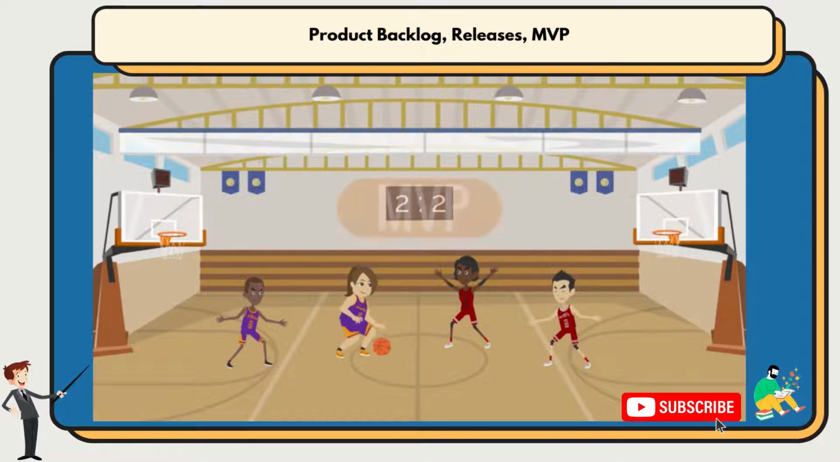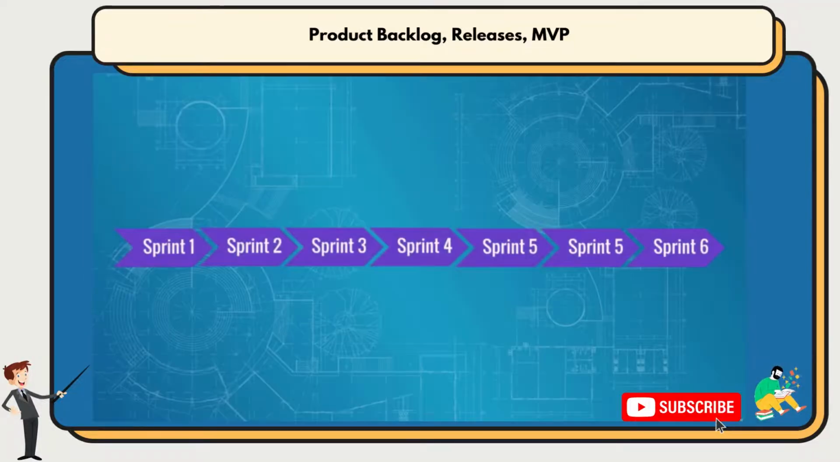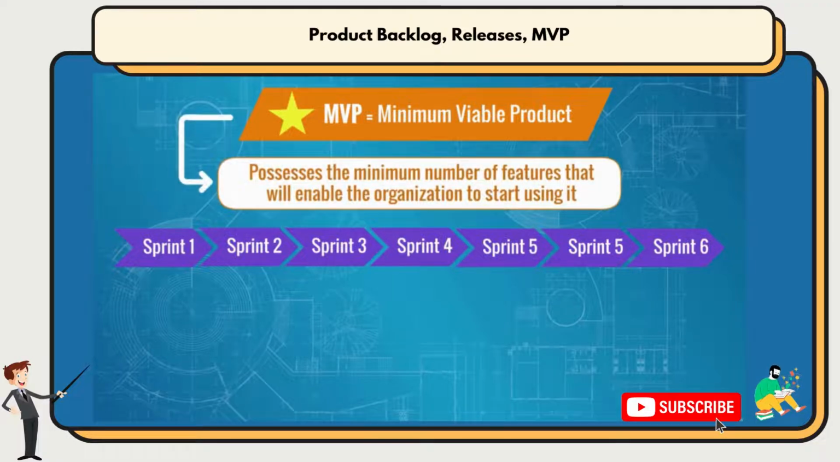If yes, you most probably associate it with sports, where MVP stands for the most valuable player. In Scrum projects, on the other hand, MVP stands for the minimum viable product. As the name suggests, this refers to this early version of the product, which includes the most important functionalities and capabilities to make the product viable or usable in practice. The MVP possesses the minimum number of features that will enable the organization to start using it, even if there is more work to be done.